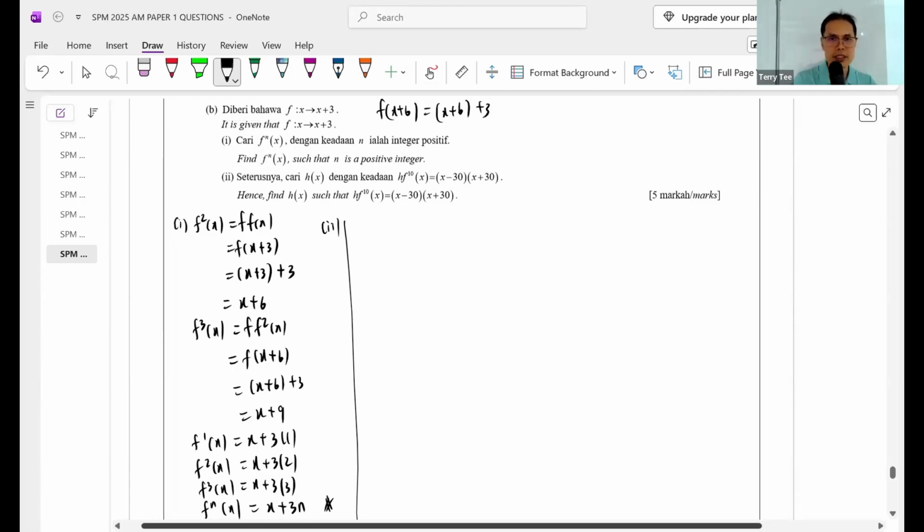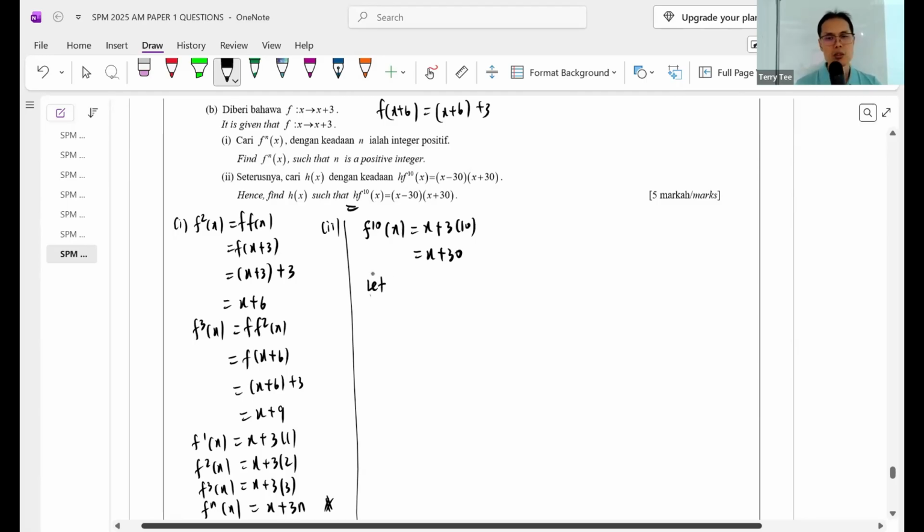Roman 2 also quite interesting. Is the one finding the inner function or the outer function, remember? You're finding the outer function, h(x), right? Your inner function is f^10. So we have to first find what is f^10. f^10(x) is x plus 3 times 10, which is x plus 30.